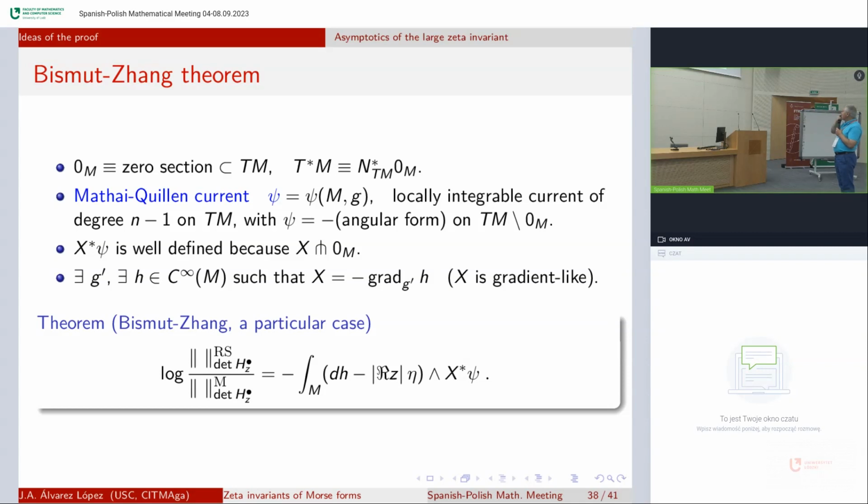And so both metrics are equal when this logarithm is 0. So here we have exactly what is needed for this logarithm to be 0, this integral. We use this. This is a very strong result. The publication has more than 200 pages, and it's a very famous result in global analysis.